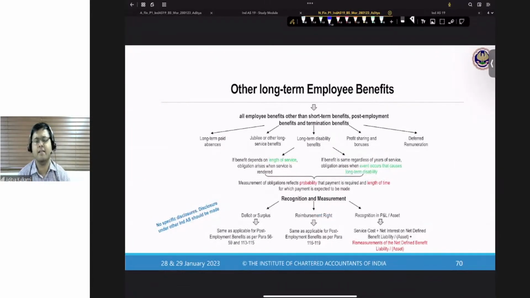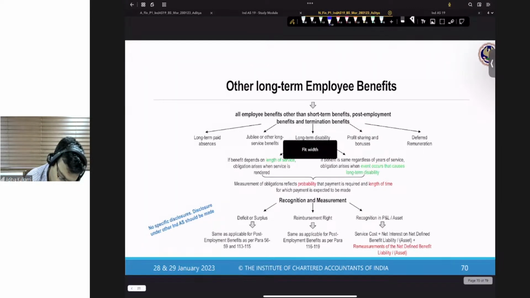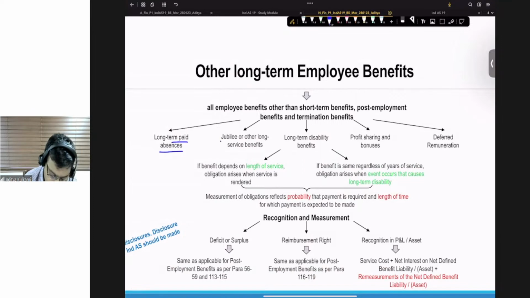So this was everything related to post-employment benefits. Then you have something known as other long-term benefits. Now the principles remain the same. It's just a matter of application. Other long-term employee benefits means this is when the employee is in employment but is getting some benefits. For example, long-term paid absences, jubilee or other long-term service benefits. Employee works for 15 years, he gets a reward.